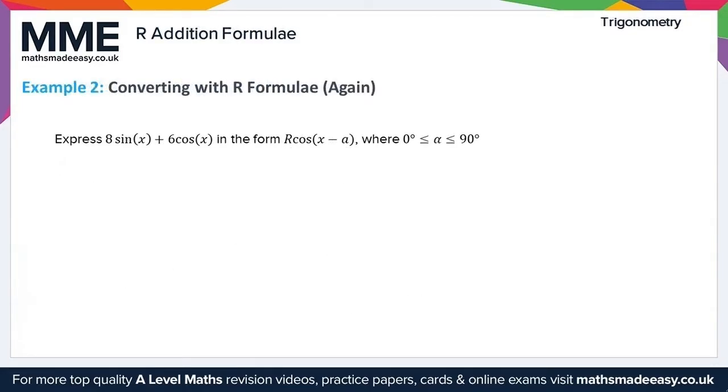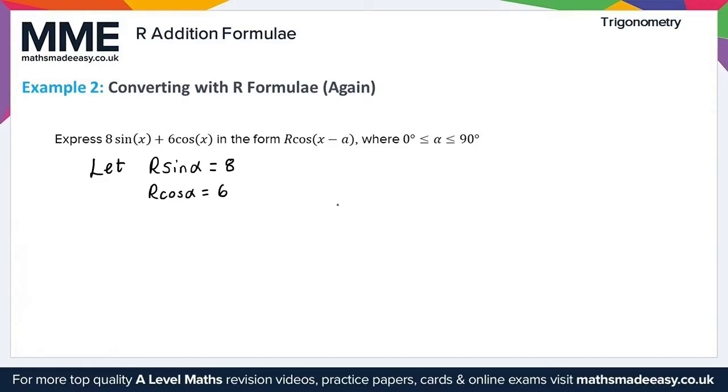Example 2 here on the R addition formulae is converting with R formulae again. Again, this is going to look quite familiar. We're just expressing 8 sin x plus 6 cos x in the form R cos(x minus alpha), where alpha is between 0 degrees and 90 degrees. So to start with, let R sin alpha be equal to 8, okay? And if R sin alpha is equal to 8, then that means R cos alpha is equal to 6, okay?